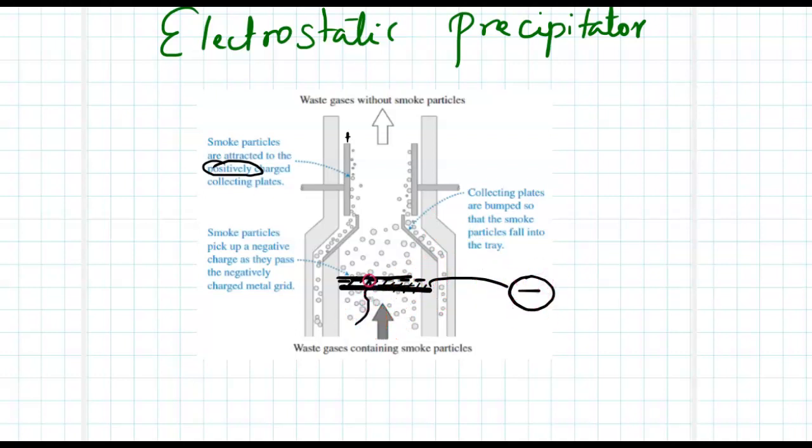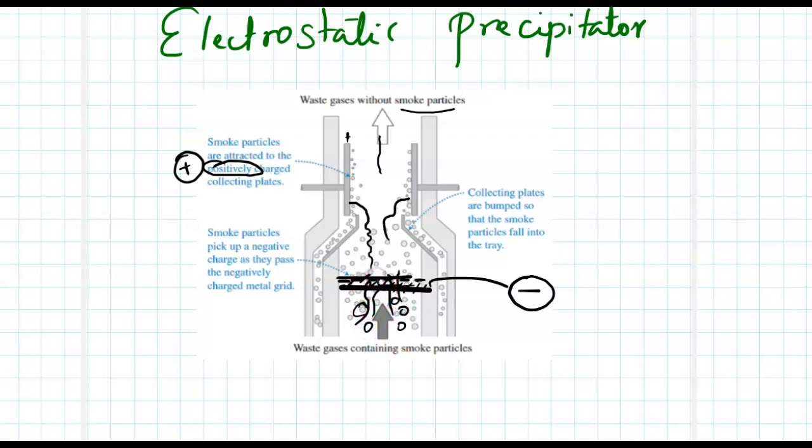So all the dust particles passing through the mesh turn negatively charged. So now the dust particles are negatively charged, and they are attracted by the positively charged plate here, which is connected at the top. So you get waste gases without smoke particles. So actually the smoke particles are being charged, right? The smokes are attracted by the plate because the plate is positively charged. The smoke becomes negatively charged before it enters the mesh. Here at this point it's neutral, it has no charge.